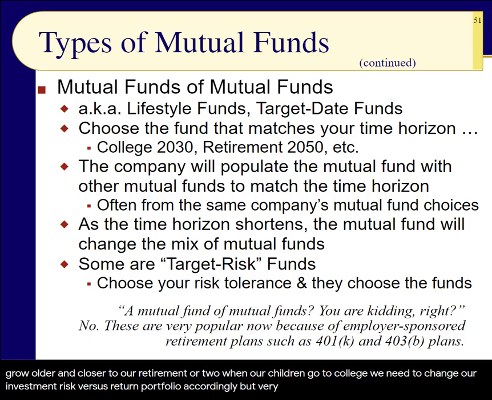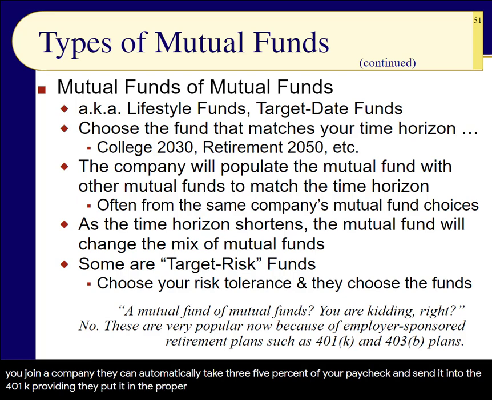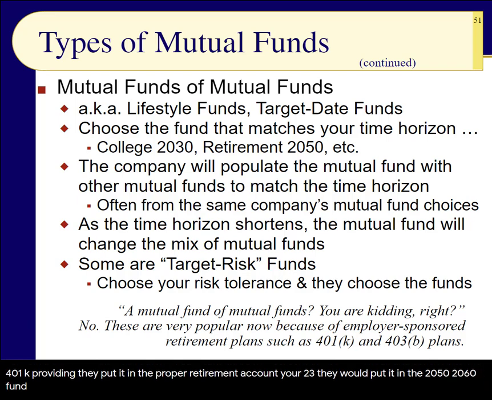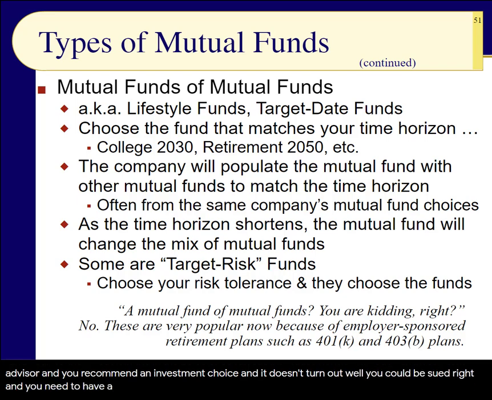And these are very popular in 401ks, 403bs. Why? Because if you join a company, they can automatically take 3-5% of your paycheck and send it into the 401k, providing they put it in the proper retirement account. You're 23, they would put it in the 2060 fund. You're 45, they'd put it in the 2035 or so fund. And that way they can't be sued. Because normally if you're an investment advisor and you recommend an investment choice and it doesn't turn out well, you could be sued, right?